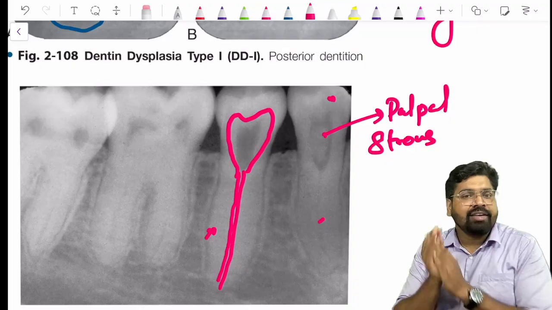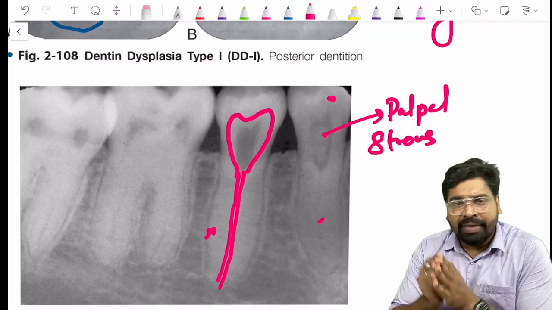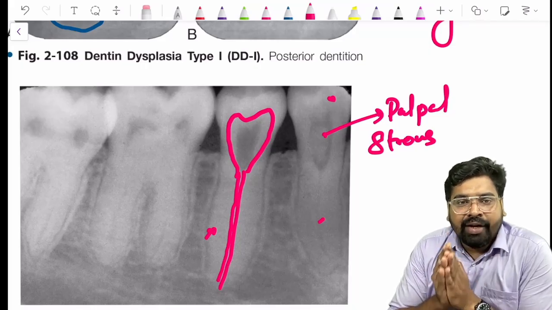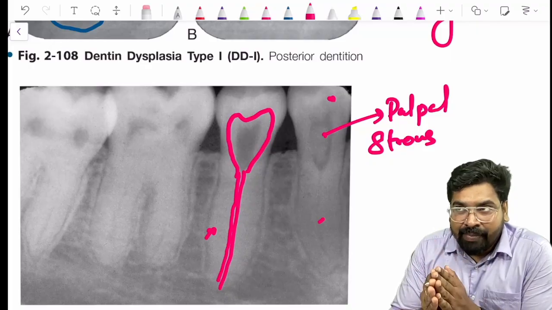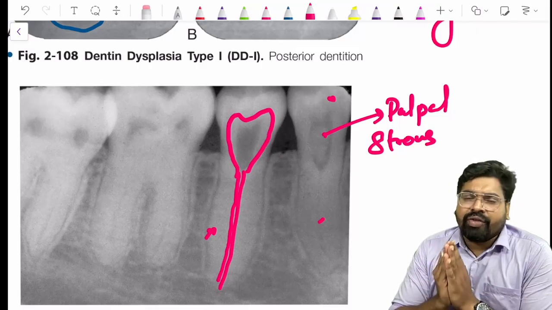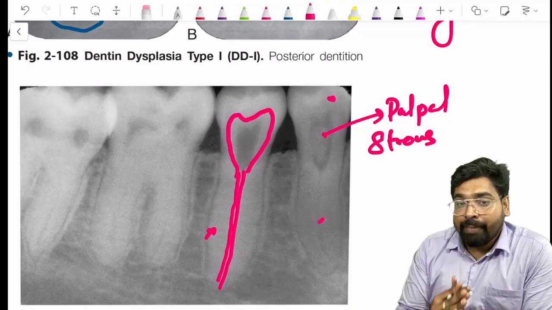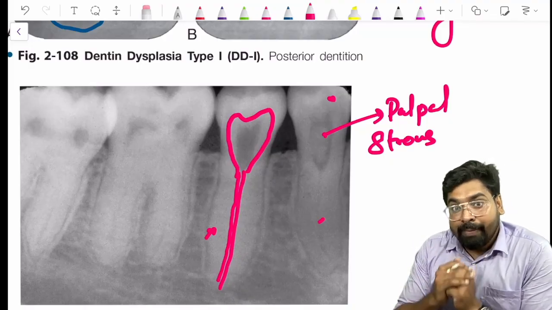I hope you are clear with type 1 and type 2. This is the main difference between type 1 and type 2 dentin dysplasia. Please remember where the pulp is obliterated and where the pulp is enlarged. That is the question for your NEET and INICET examinations. Which among the following conditions has pulpal obliteration, and which has pulpal enlargement?